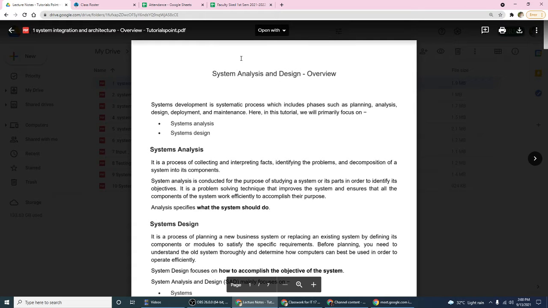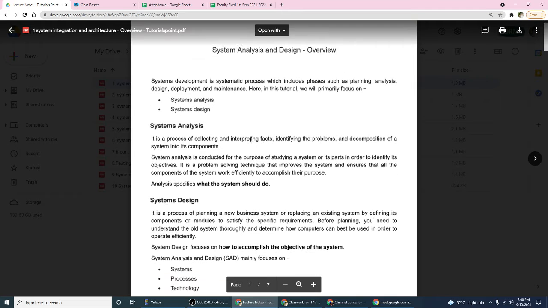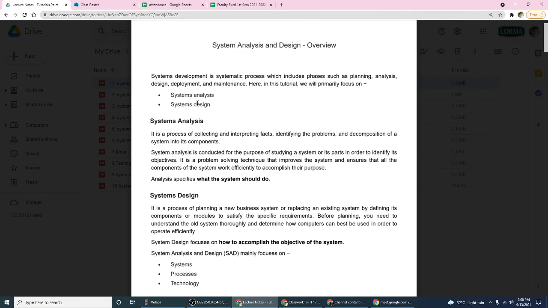So basically, system analysis and design are used for developing a system. Systems development is a systematic process which includes phases such as planning, analysis, design, development, and maintenance. There are some methodologies that you will be using later on with regards to these phases. So we have the system analysis and then we have the system design.